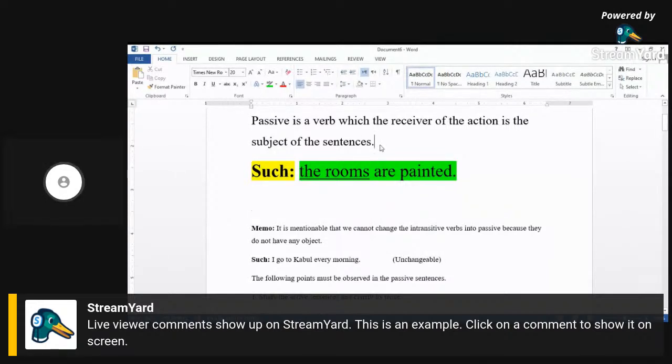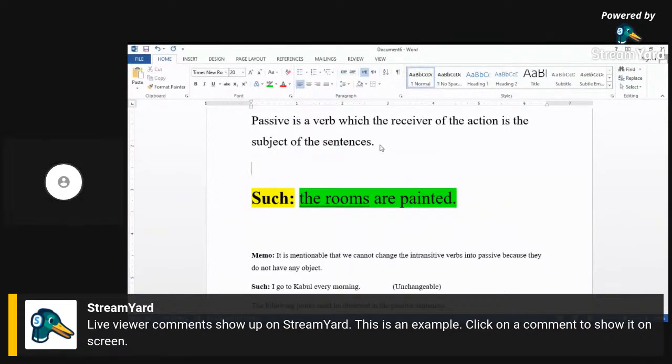If we write down the active form of this sentence, how can we write it? We can write Ahmad paints the room. So this is simple present tense. Ahmad paints the room. When we change it into the passive voice, we bring the rooms to the beginning of the sentence.